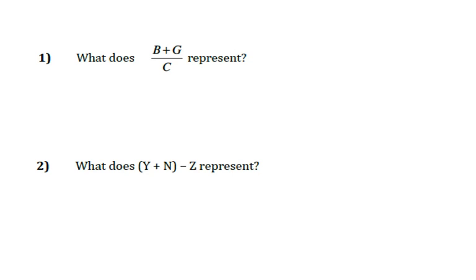Number 1, what does B plus G, all divided by C, represent? Looking at our table, we know that B represents the number of boys attending Oak Canyon Junior High, and G represents the number of girls attending Oak Canyon Junior High. So together, if we take all the boys and all the girls, that represents all the students at Oak Canyon. So the number of students.